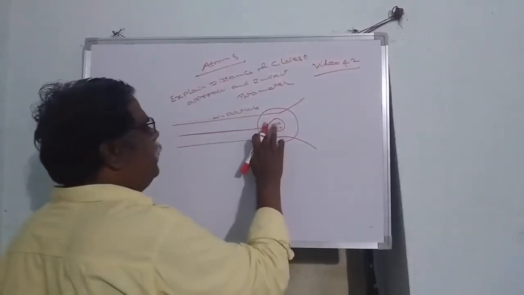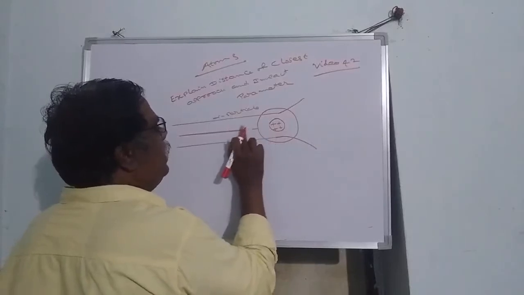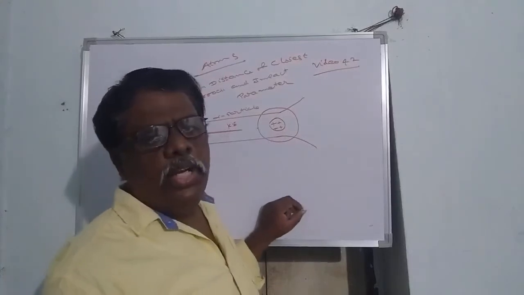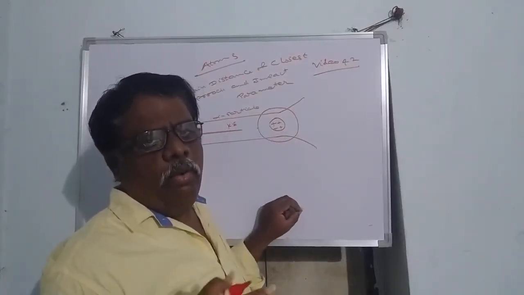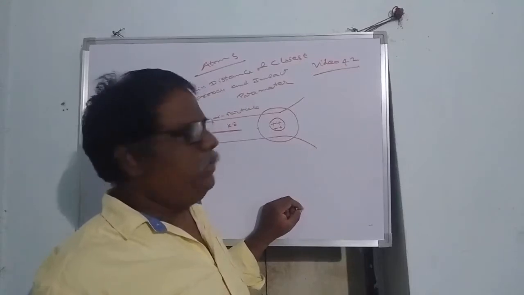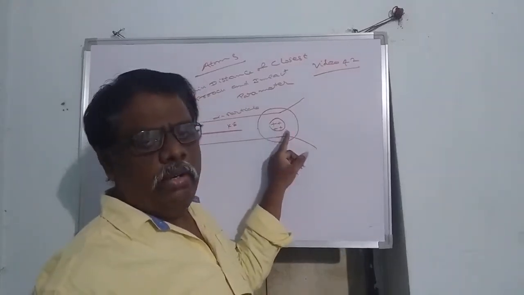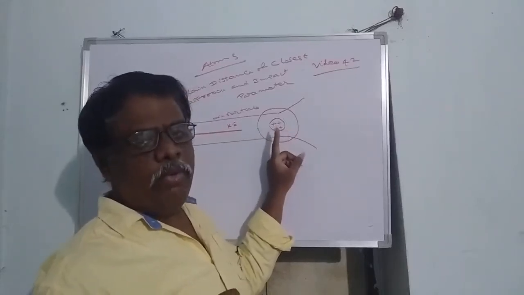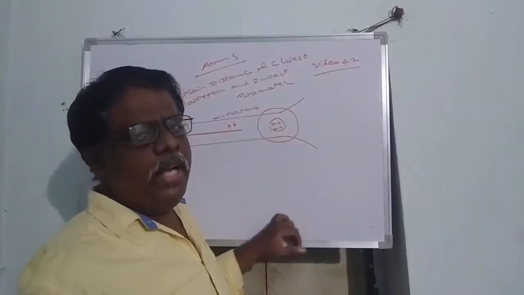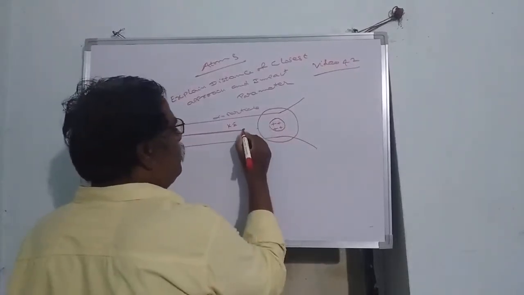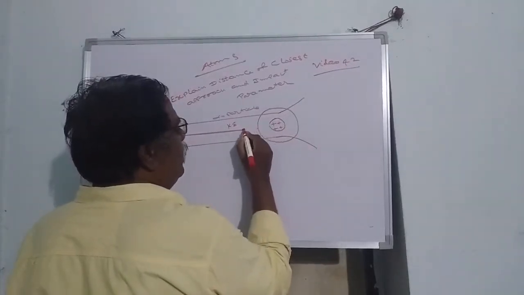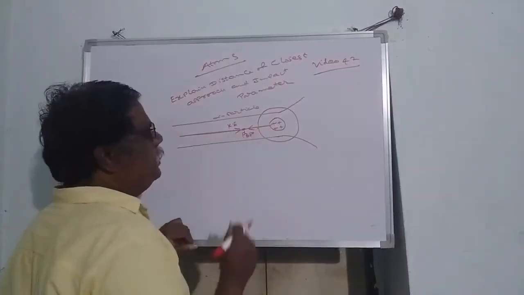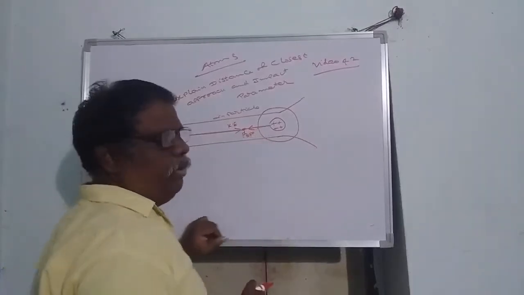Suppose at a particular distance, the kinetic energy of this alpha particle goes on decreasing due to the Coulomb's repulsive force between this alpha particle and the nucleus. Both have positive charge, so there will be a repulsive force. This alpha particle cannot go further, it stops at a point D and retraces its path, along 180 degrees. So the point D is called the closest approach.